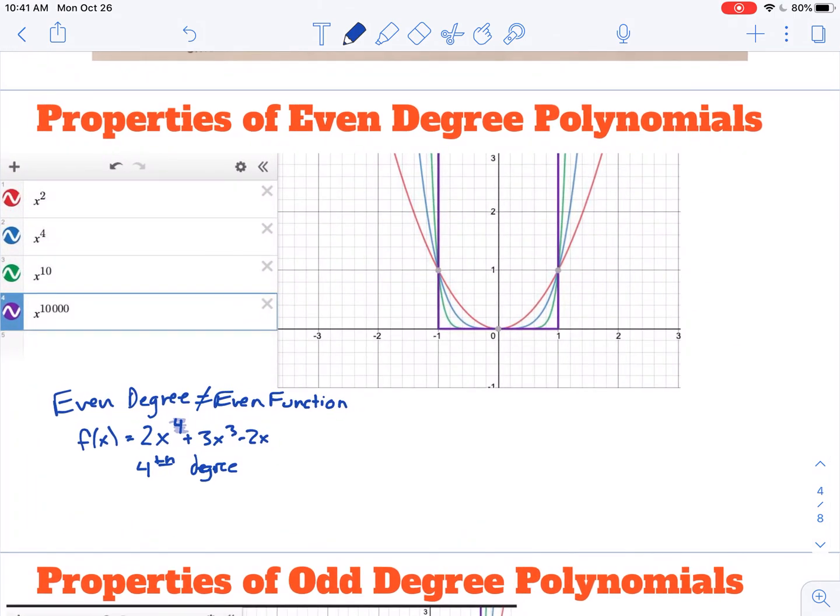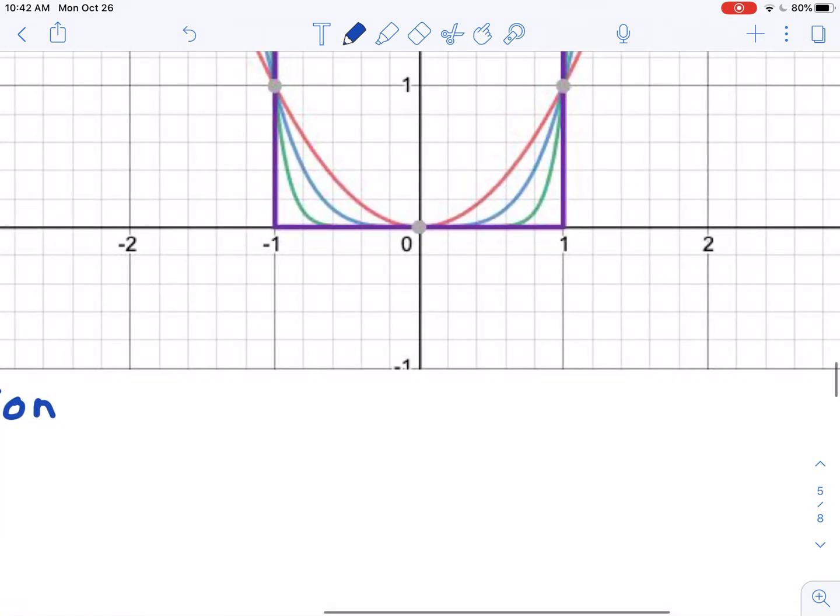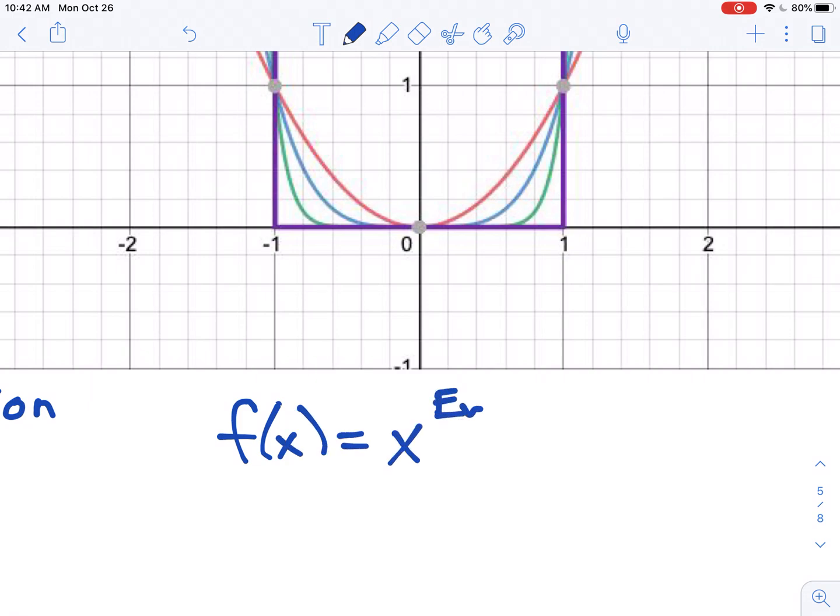So we've got some properties of just basic even degree polynomials. These are parent functions here. So I've got x squared, I've got x to the 4th, x to the 10th, x to the 10,000th. And we can see what's happening here. If I have no transformation, so if I just have f of x is equal to x to an even power, this is all I'm saying. I'm not saying that I've transformed anything. I'm not saying that I've moved anything. I just have f of x is equal to x to the even power.